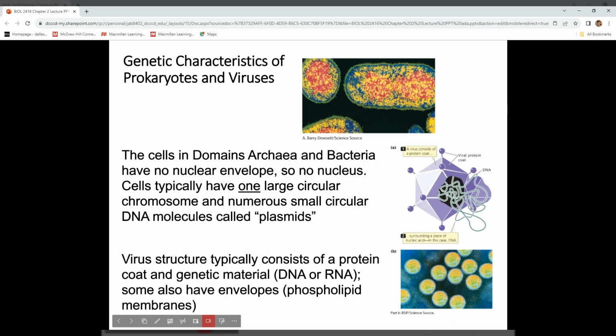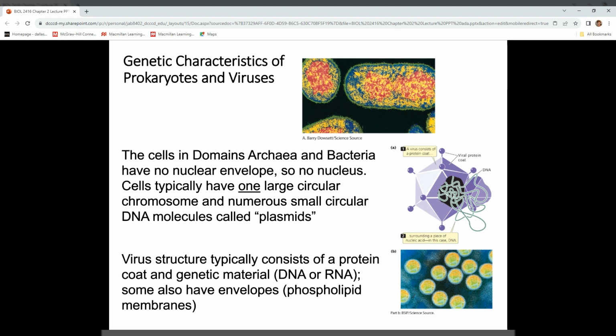So we jump into the genetic characteristics of prokaryotes and viruses just in a very general way. You'll remember that there are two domains of prokaryotes. One's called archaea and one's called bacteria. And those do not have a nucleus, which means they don't have a nuclear envelope. They do have a chromosome, typically one large circular chromosome, but since it's not enclosed in a nucleus or in a nuclear envelope, then we say there's no nucleus.